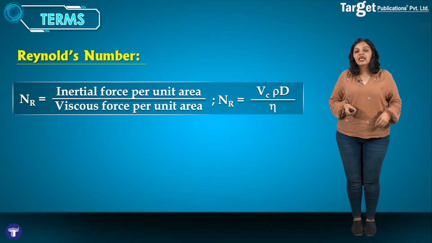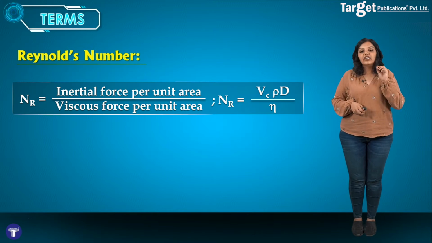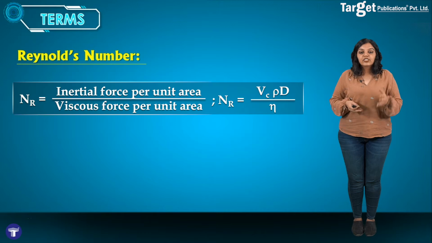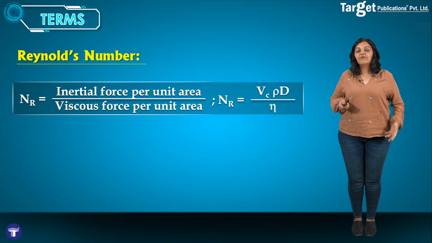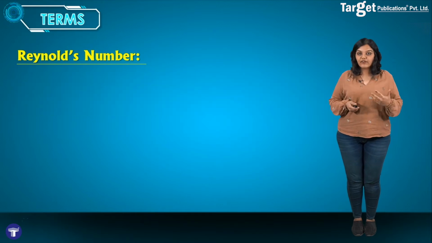And thus you can see that the Reynolds number does not depend upon the system of units. By definition, it is the ratio of the inertial force per unit area to the viscous force per unit area. Thus, looking at the Reynolds number, we can tell whether the liquid will undergo a streamline or a turbulent flow.